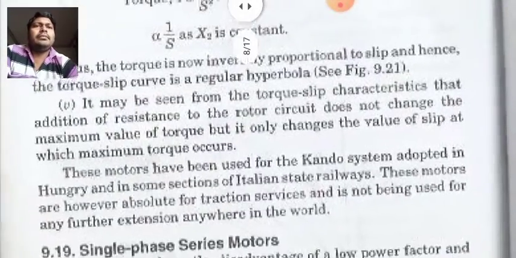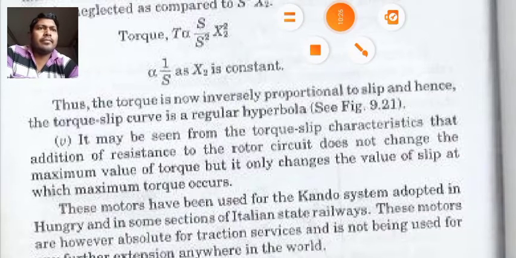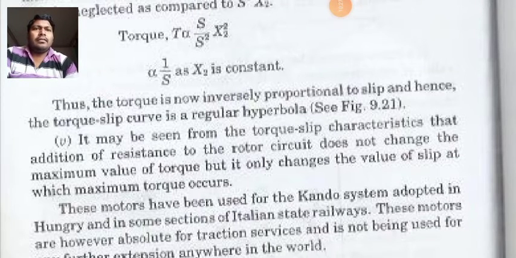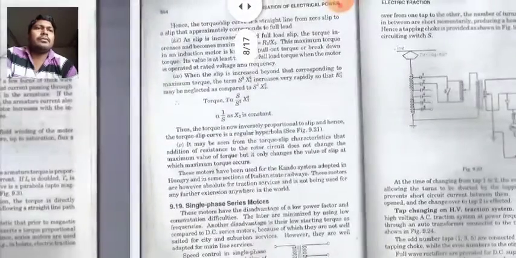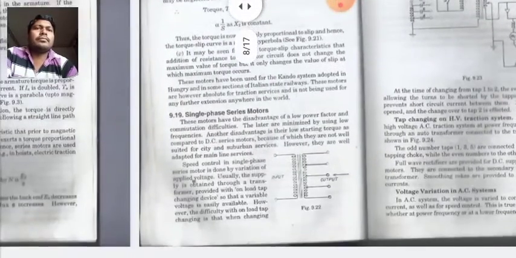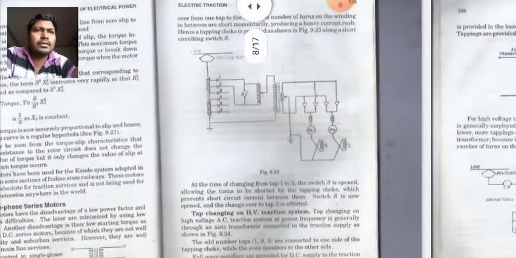Now it may be seen from the torque versus slip characteristics that the addition of resistance to the rotor circuit does not change the maximum value of torque, but it only changes the value of slip at which the maximum torque occurs. Now let us have a look at the diagram 9.21.